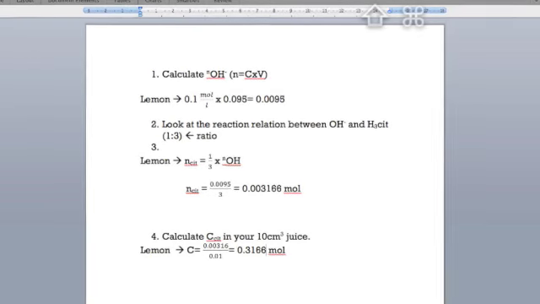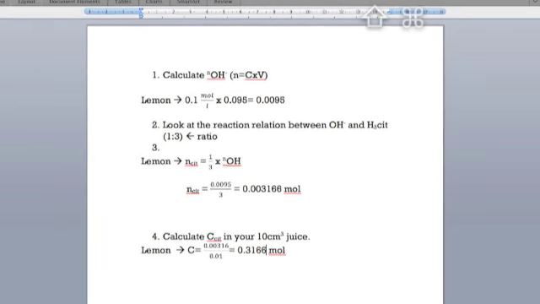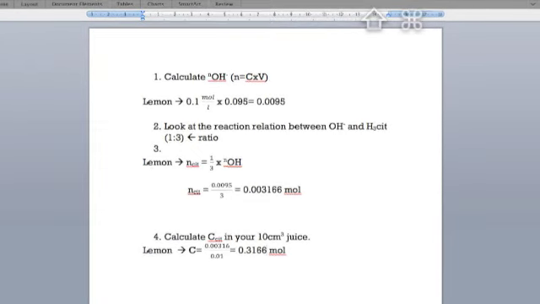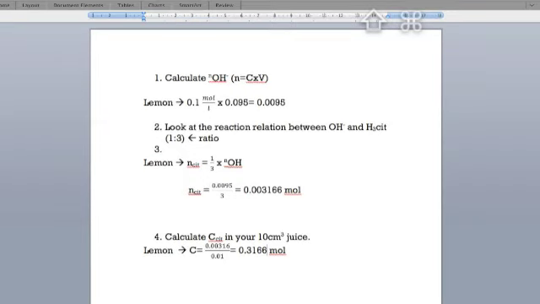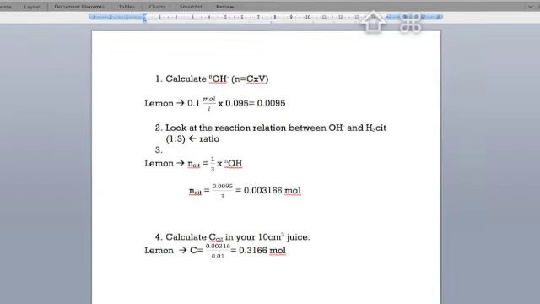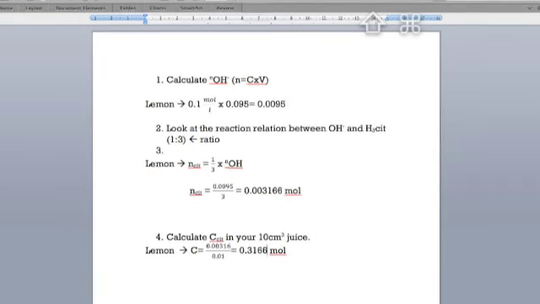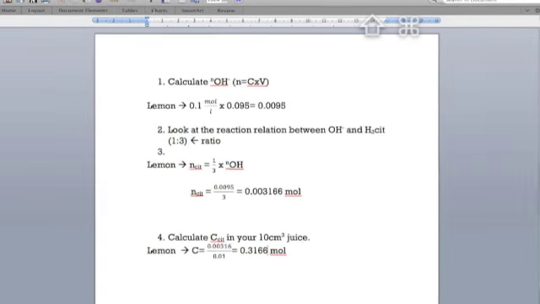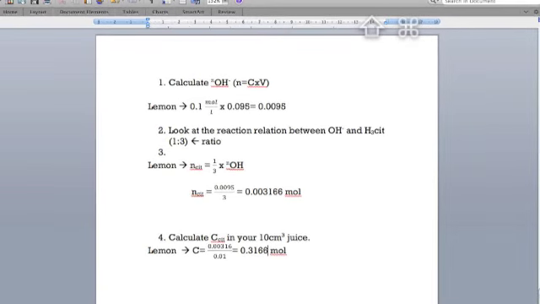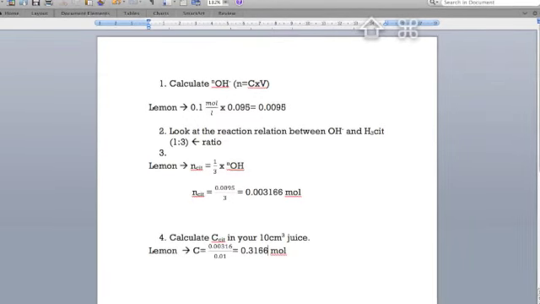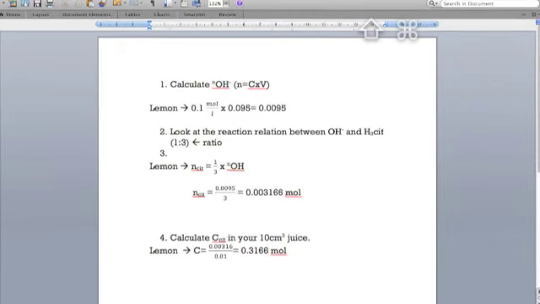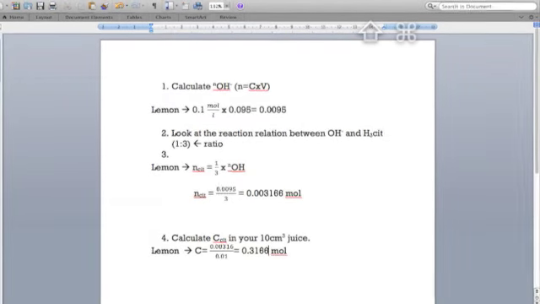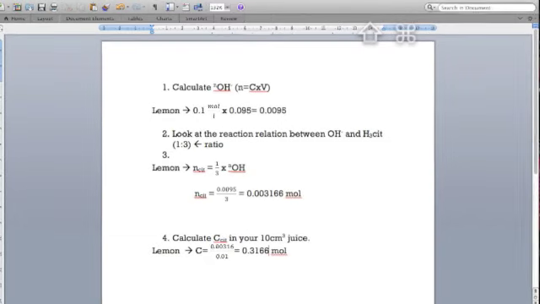And then when we look at the reaction between the relationships, we have N-sit equals 1/3 multiplied by NOH. And then the answer is 0.0095/3, and then it's 0.003166 mole. Calculations with the C-sit in the 10 centimeters cube juice, it's 0.00316 over 0.01 equals 0.3166 mole. And that's our answer.